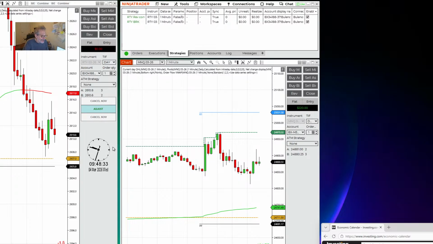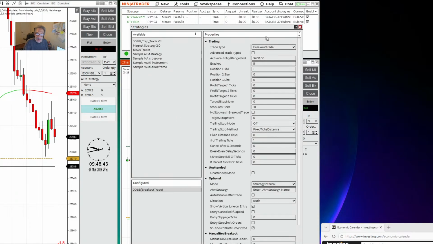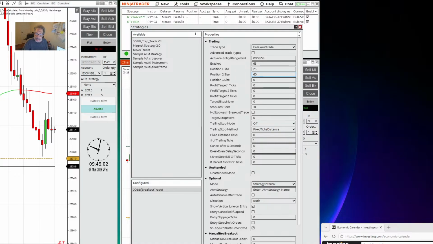MNQ, our setup is a 65 bracket. Trigger at 9:59:59. 65 on the bracket. Targets of 25 and 60. Position 1 and 1.